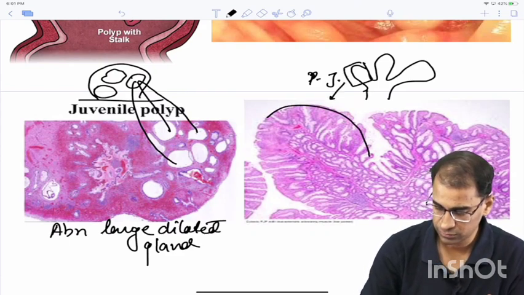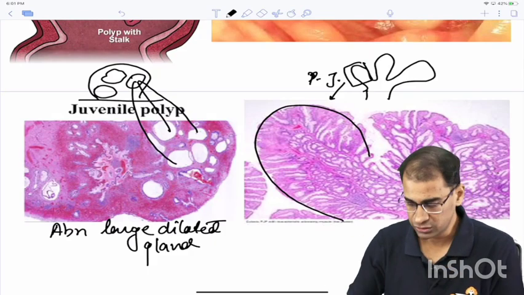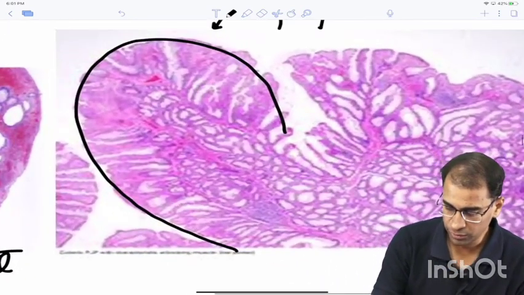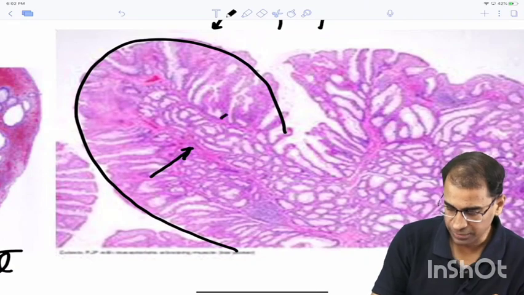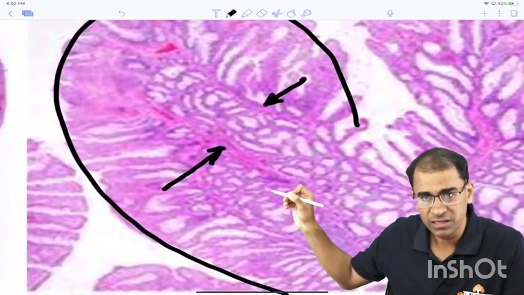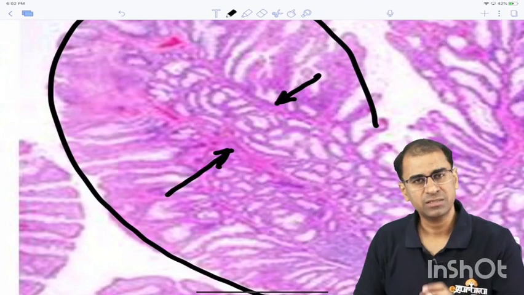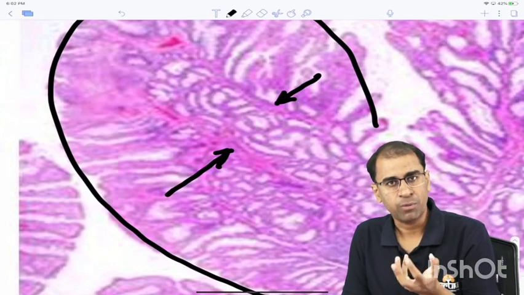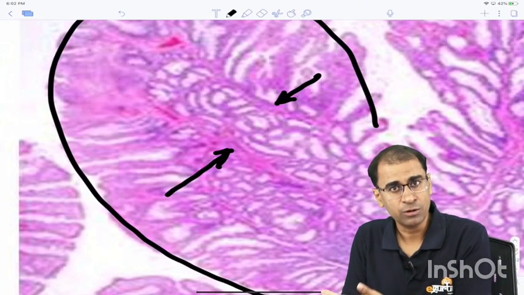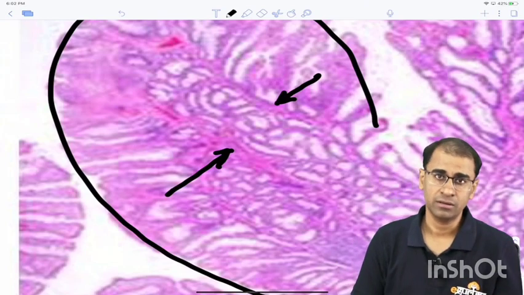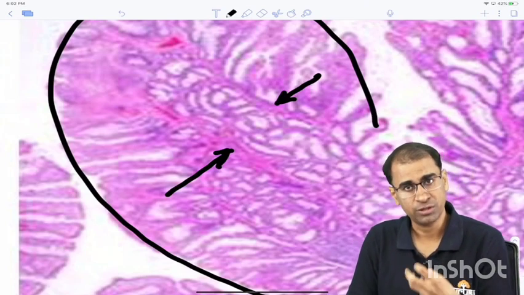Look at this branch. In the branch, what you will observe, look carefully, you will be able to see this dark muscle layer. Look, this dark muscle layer, this dark muscle layer. This dark is the muscle layer. Surprisingly, polyp is a proliferation of mucosa. What is muscle doing there? Remember, it is hamartomata. It is a hamartomatous polyp. It can show you some abnormal tissues.